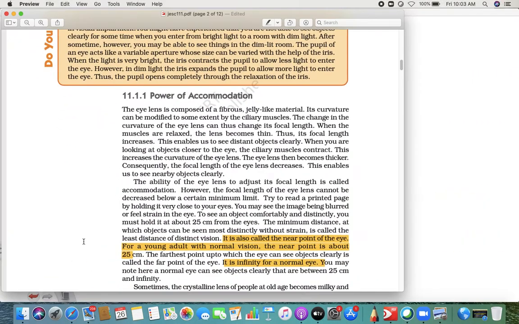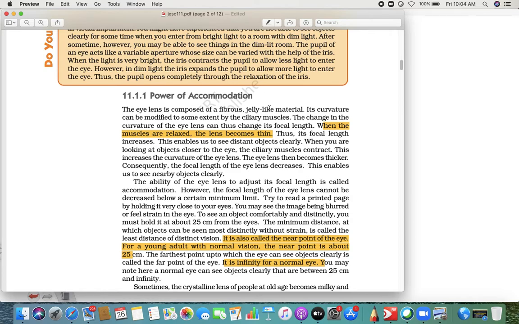So what is the power of accommodation? It says the eye lens is composed of a fibrous, jelly-like material. The curvature is modified to some extent. We also have a limit. The lens can change shape based on its limit only, right? The lens can become thin when the muscles are relaxed. Now this is what you need to understand. When the muscles are relaxed, the lens can become thin.